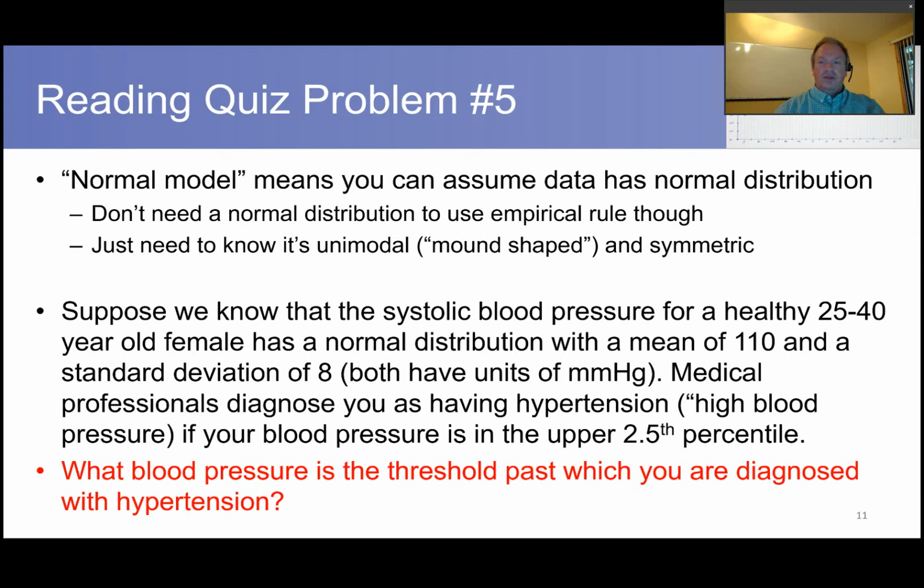So a good thing to do is to sketch out this distribution. Make a nice bell-shaped curve, put the center at 110, and step out in units of standard deviation, 3 standard deviations above, 3 standard deviations below. And that really will help you solve a lot of these problems.